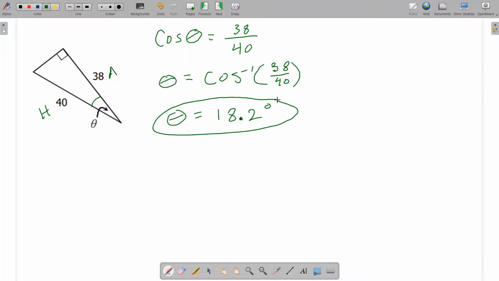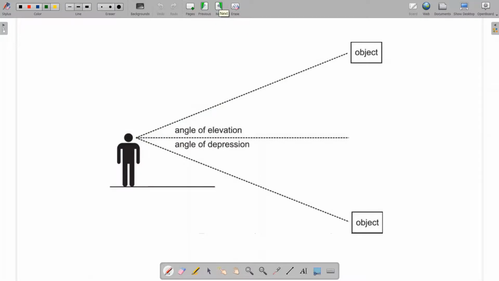Now, the last part of this basic trig review is going to be word problems. And whenever we're dealing with these word problems, you're almost always going to be given an angle of elevation or an angle of depression. So for an angle of elevation, okay, imagine you're standing there. This is your line of sight. This is a perpendicular horizontal. So this would form like a right triangle. The angle of elevation is going to be that angle between your line of sight and that perpendicular horizontal line.